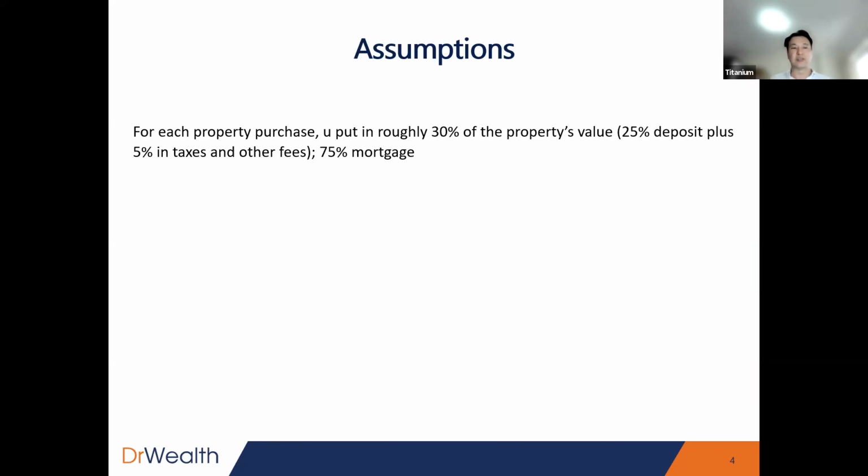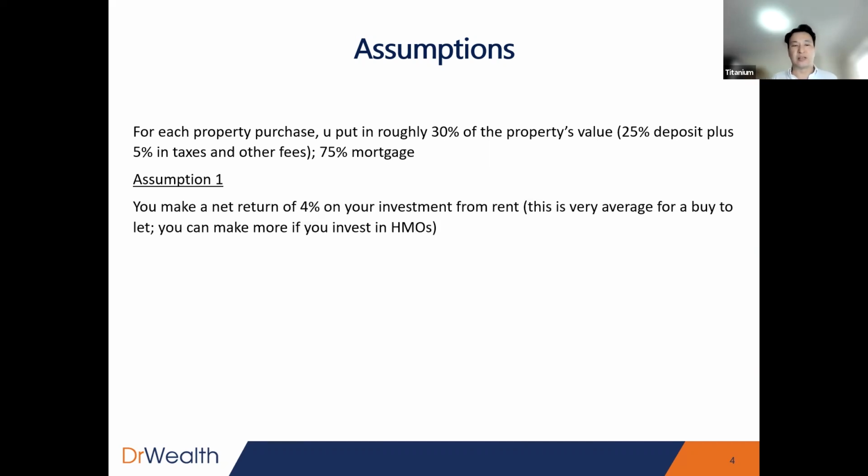Now, the other assumptions: for each property purchase, you put in roughly 30% of the property's value. So assuming that you can get a 75% mortgage and a 25% deposit, you need to put another 5% roughly for taxes, commissions and other fees as well. So assumption one, you make a net return of 4% on your investment from rent. This is very average for a buy to let or a rental property on a single contract.